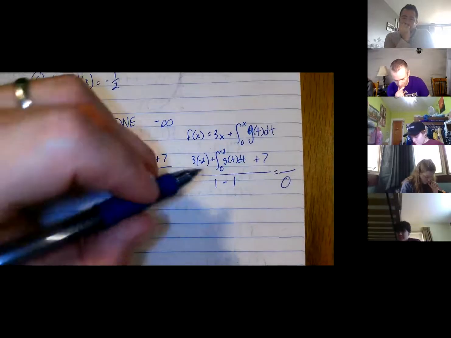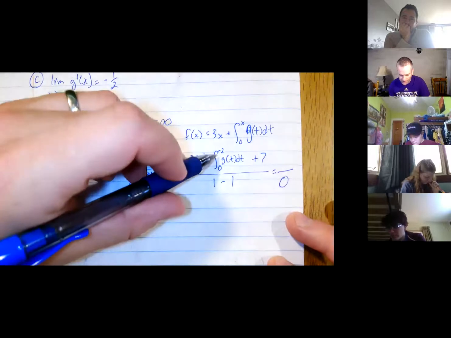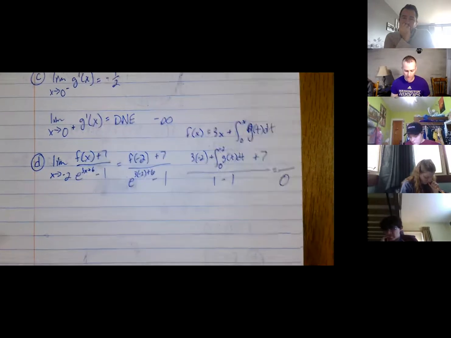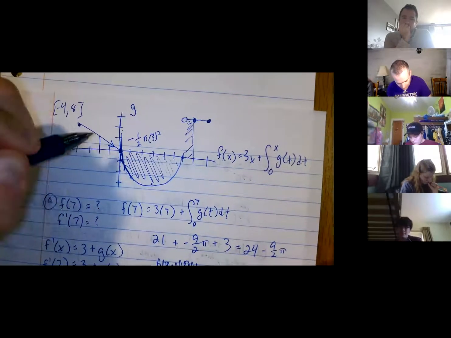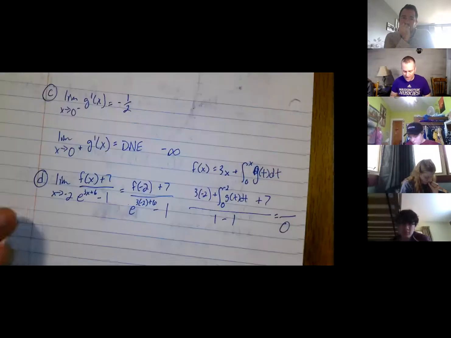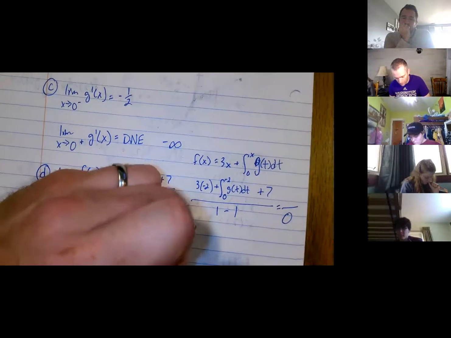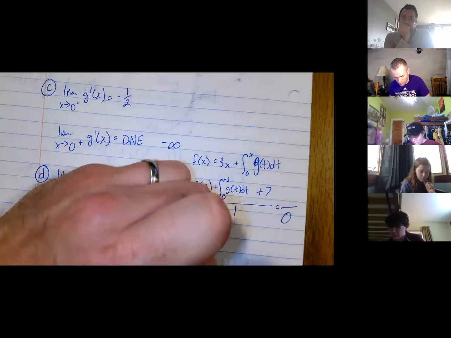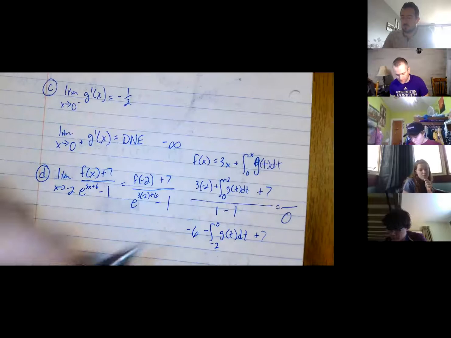So obviously 3 times -2 gives us -6. But now, what about the integral from 0 to -2? If we go back to the picture, we're looking for this section here. But remember, we're going backwards. So if I had the integral from 0 to -2, what would we normally do? We would put a negative out front and write the integral from -2 to 0 of g of t dt, and then I've got the plus 7.